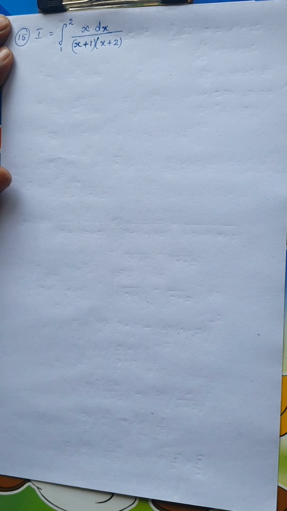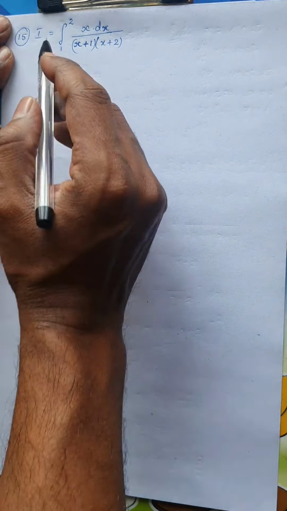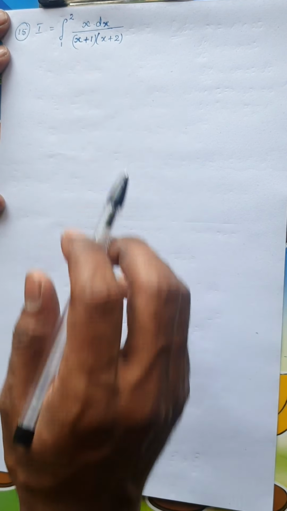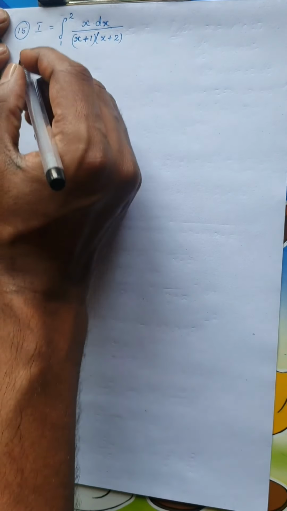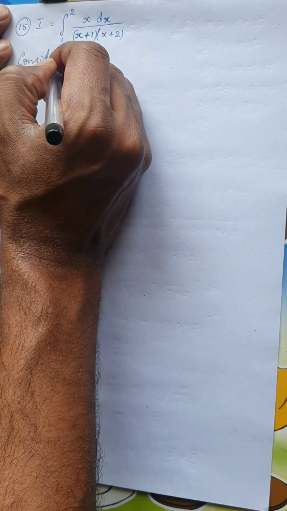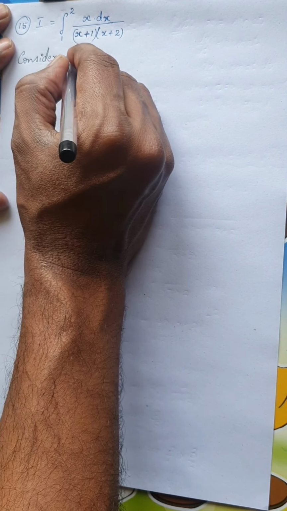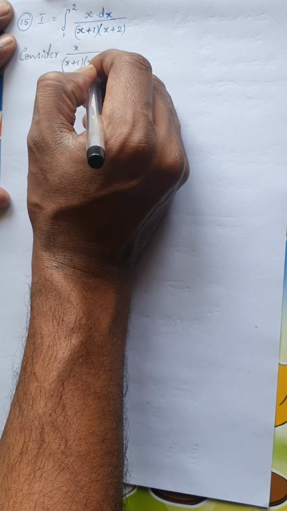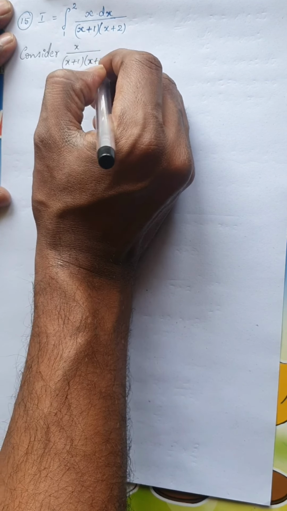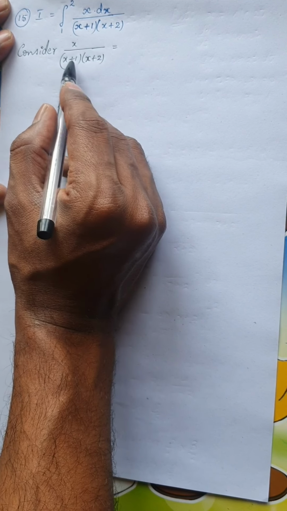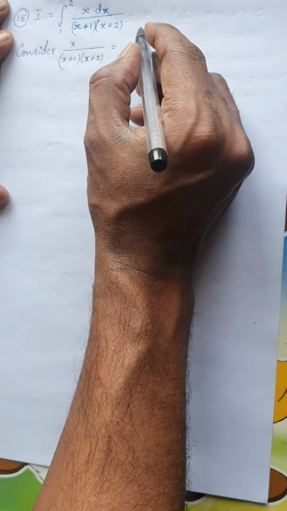Okay friends, moving on to the next integral, we have integral between the limits 1 to 2, x dx divided by x plus 1 into x plus 2. This is a similar question to the one we have done, the 14th one. Okay, we are doing this by using the partial fraction method. So consider x divided by x plus 1 into x plus 2. As we do the shortcut method, for the first factor, if you put this as 0, we will get x is equal to minus 1.